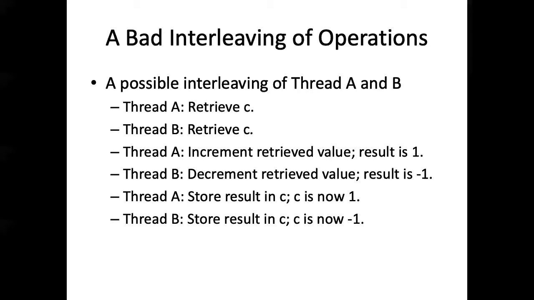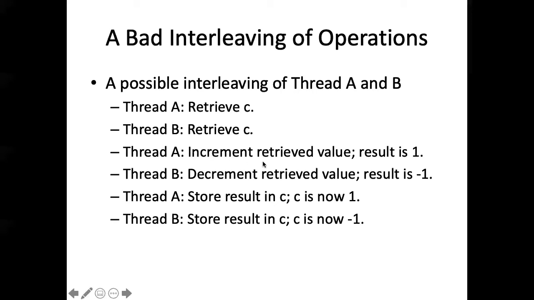So thread A calls the increment method, and thread B calls the decrement method. Thread A gets the CPU and it retrieves C. Then it's kicked off the CPU and B gets the CPU and it retrieves C. The value of C is 0.